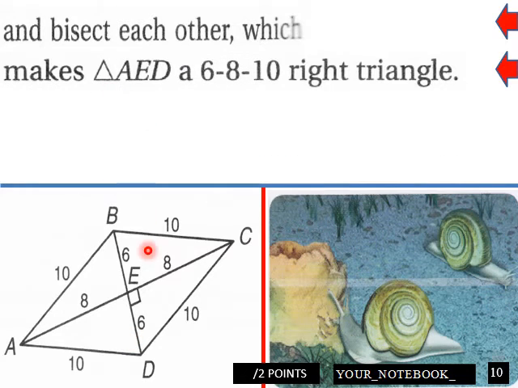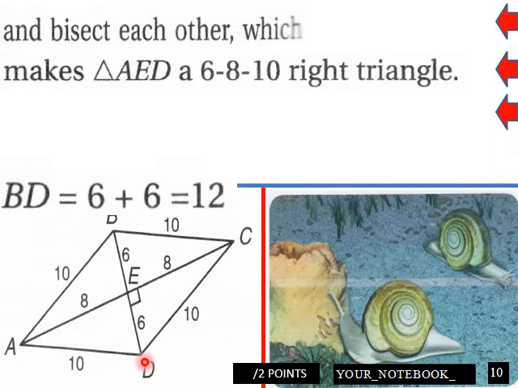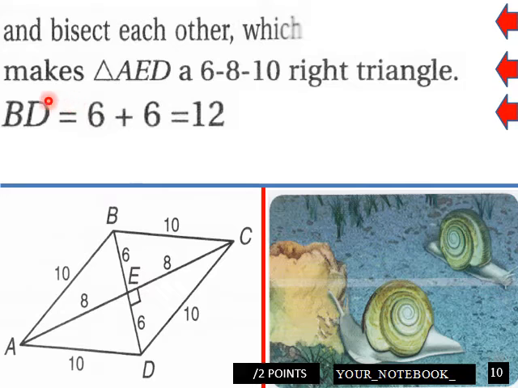Makes triangle AED a 6, 8, 10 right triangle. So BD here would equal 12.